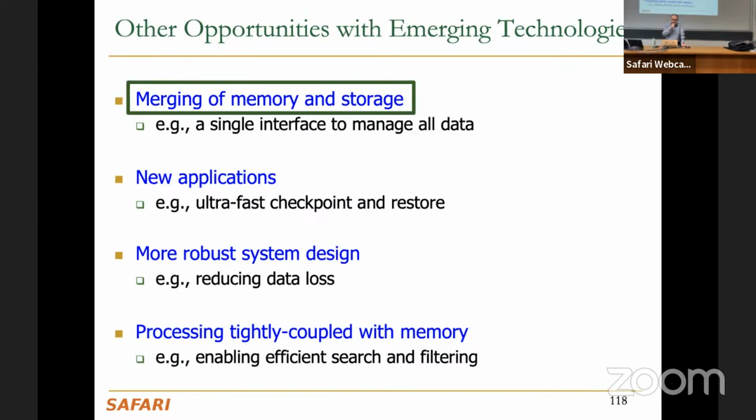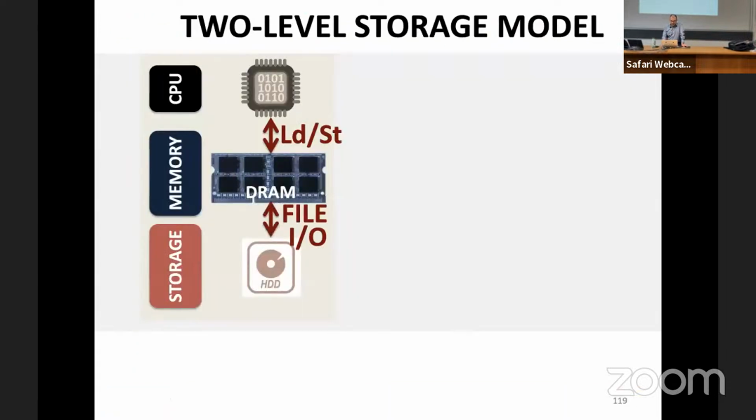So we discussed the merging of memory and storage. Let's jump into it a little bit more. This is a conventional system, right? You have memory and you have storage. The processor accesses DRAM with load and store instructions. However, to access disk, we need to go through the I/O subsystem, the I/O stack. You need to open a file, read the I/O, and then update and so on. So whenever you want to access storage, you need to pay an operating system overhead.